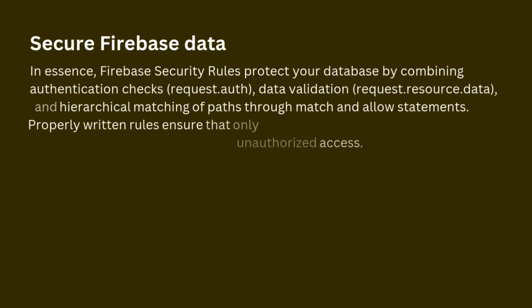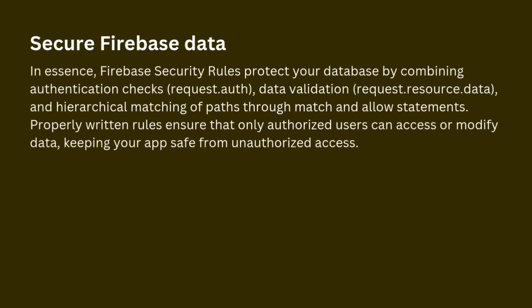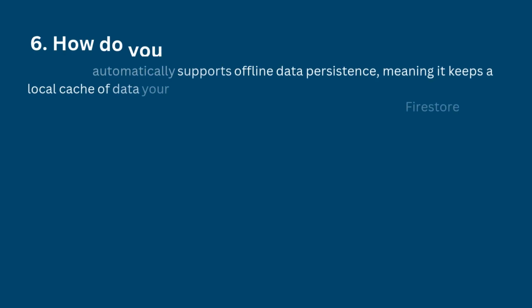In essence, Firebase security rules protect your database by combining authentication checks, data validation, and hierarchical matching of paths through match and allow statements. Properly written rules ensure that only authorized users can access or modify data, keeping your app safe from unauthorized access. Question number 6.